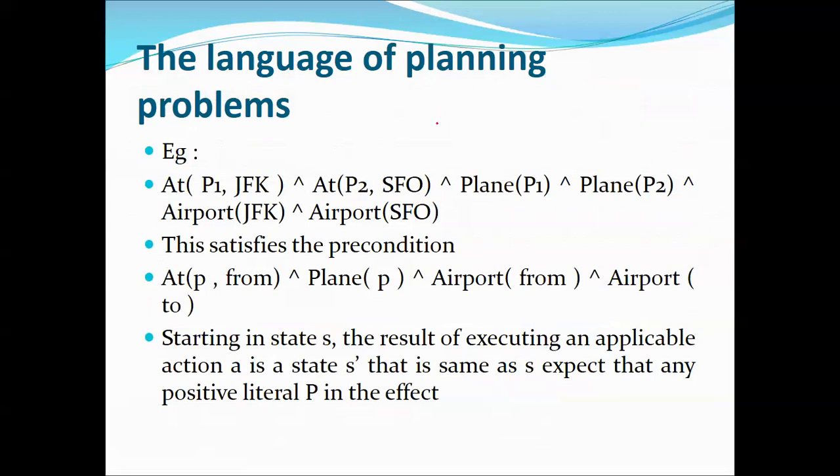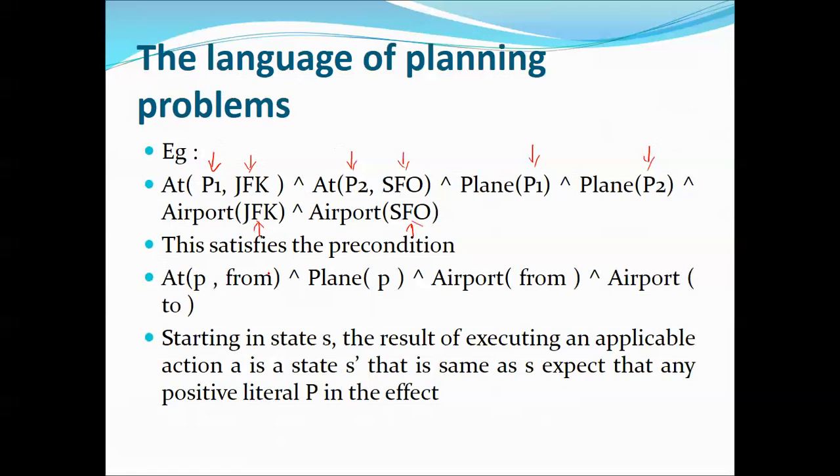So here is an example for planning. At(P1, JFK) means the object P1 is at location JFK. At(P2, SFO), the object P2 is at location SFO. Plane(P1): P1 is a plane. P2 is also a plane. Airport(JFK): JFK is an airport. SFO is also an airport. So it means P1 is at JFK, P2 is at SFO, P1 and P2 are planes, and JFK and SFO are airports.